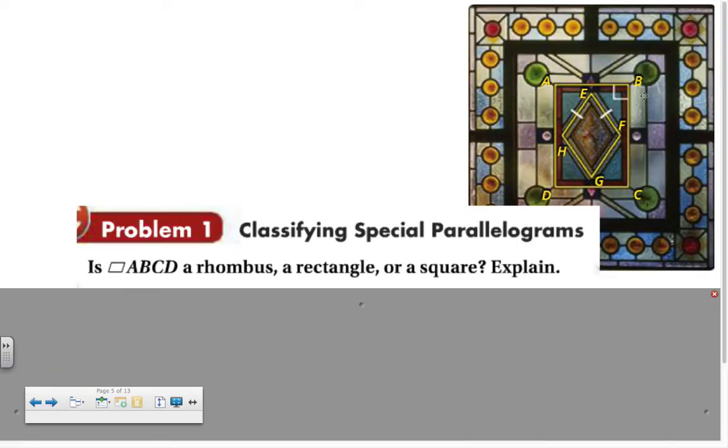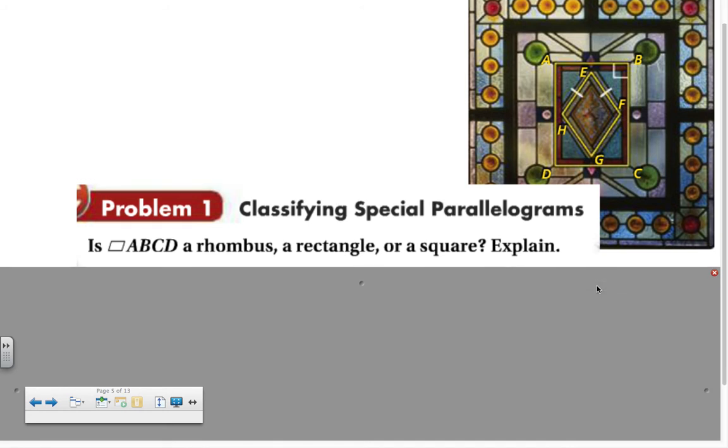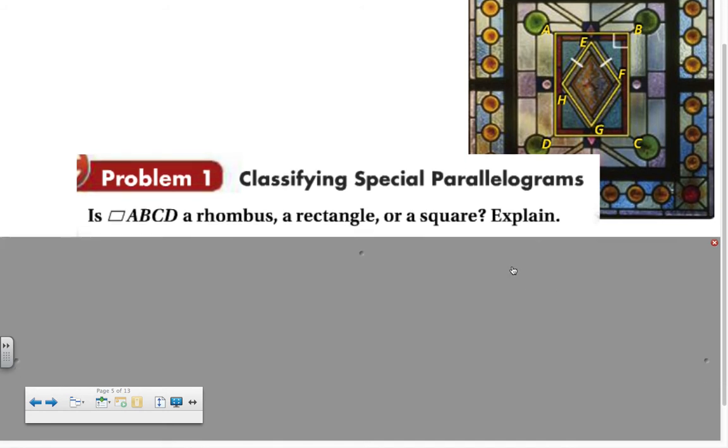Let's look at this stained glass window. Is parallelogram ABCD a rhombus, a rectangle, or a square? Explain. Looking at ABCD, see what you can identify. We have that angle B is a 90-degree angle. We know it's a parallelogram. So let's see what we can infer from that.